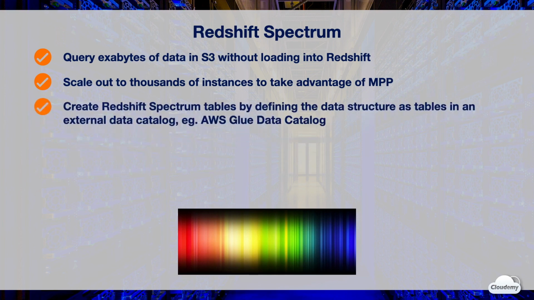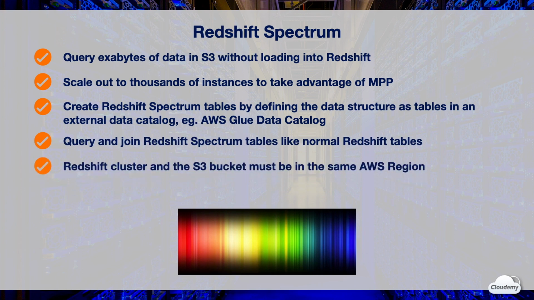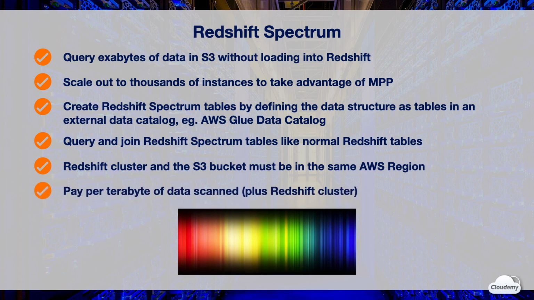To use Redshift Spectrum, you need to create Redshift Spectrum tables by defining the data structure for your files, and registering them as tables in an external data catalog, such as AWS Glue Data Catalog. After your Redshift Spectrum tables have been defined, you can query and join these tables as you do with normal Redshift tables. You can only query the data from the S3 bucket that is in the same AWS region as your Redshift cluster. Redshift Spectrum lets you separate storage and compute, allowing you to scale each independently. With Redshift Spectrum, you pay per terabyte of data scanned in addition to the Redshift cluster.